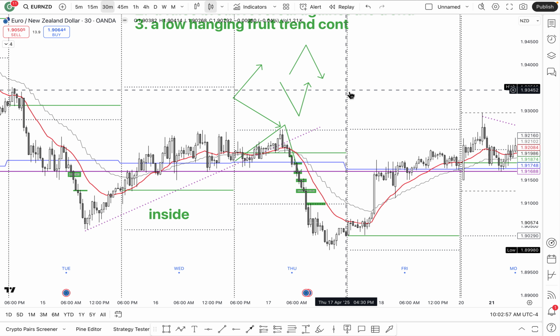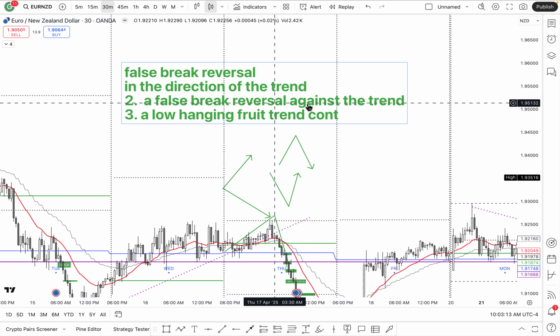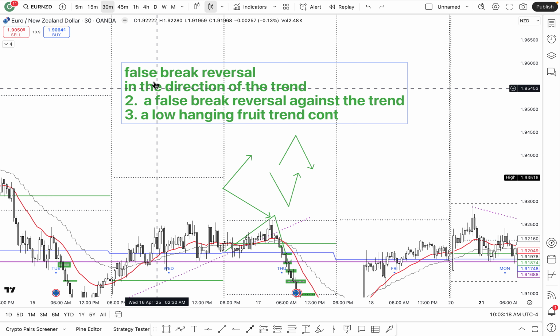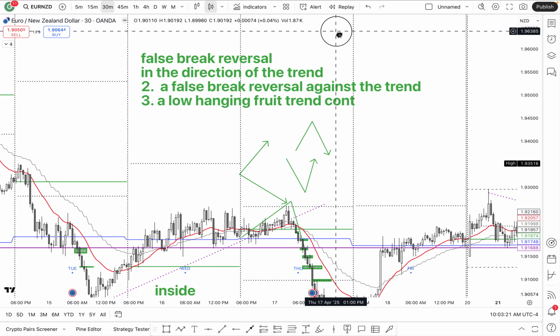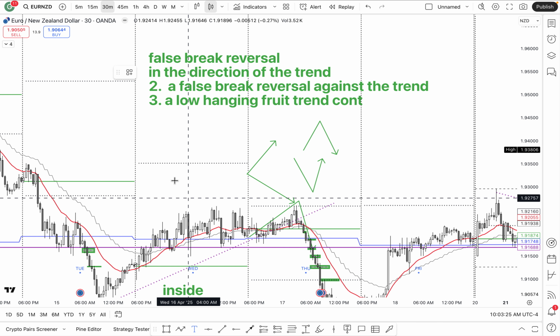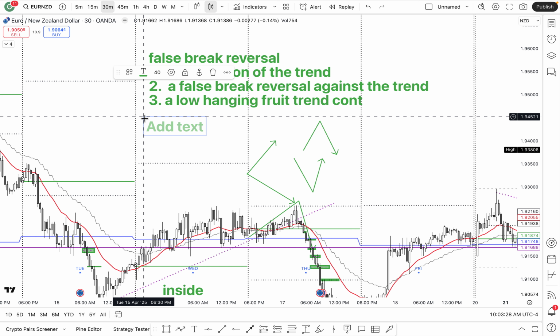Now these setups, I have so many examples in the ebook whereby the market moves momentum below, breaks out of a weekly low, and reverses against a downtrending market. So that is why I said what? The false break reversal against the trend, or a false break reversal in the direction of the trend. Now, also an inside day is more powerful when the market is in a trading range.